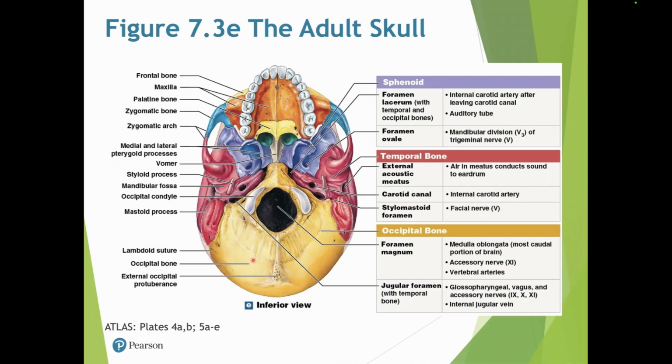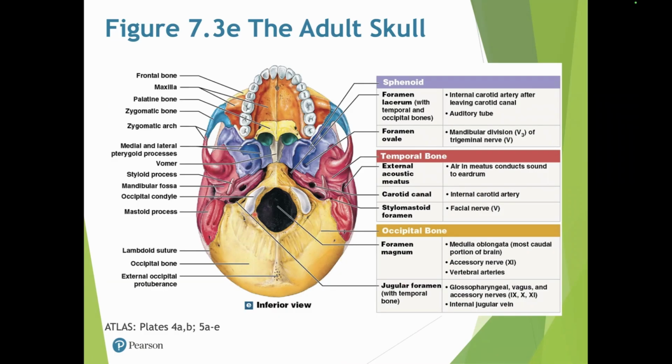Let's find our occipital bone. Our occipital bone, you're going to have the largest hole, foramen magnum. Okay, sometimes they call it the magnum foramen, doesn't matter. That is where your brainstem is going to pass through, specifically the medulla oblongata, which is going to be the most caudal portion of the brain. Think about the caudal fin of a fish, the end of it, right? You're also going to have accessory nerve number 11. You're going to have your vertebral arteries passing through there.